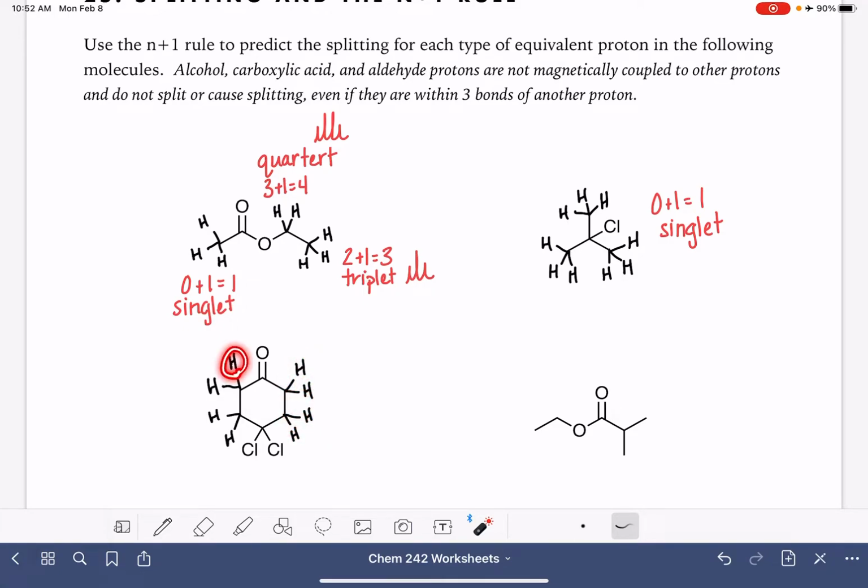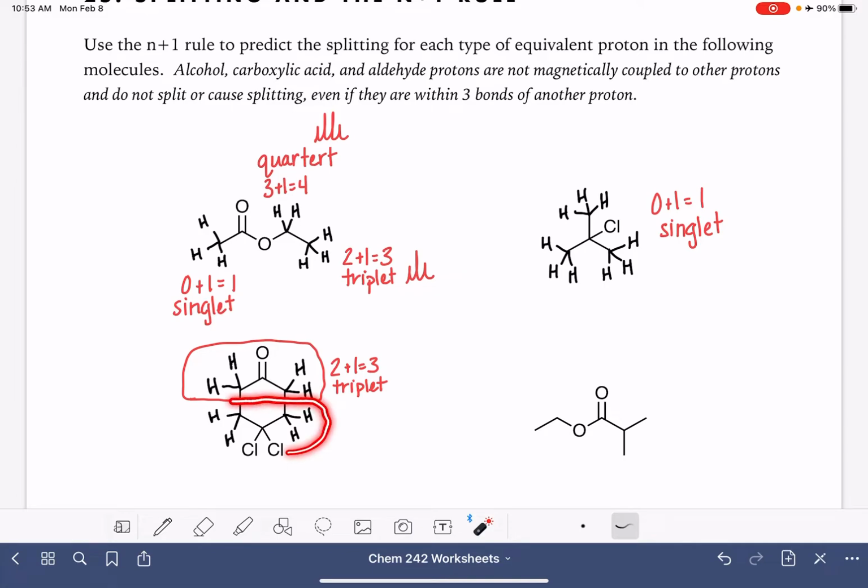What about these guys over here? They are also 1, 2, 3 bonds away from 2. Different set of 2, but nonetheless, for all 4 of these equivalent hydrogens, any one of these hydrogens is within 3 bonds of 2. So all of these guys, I'm just going to draw a circle around them. They are within 3 bonds of 2. 2 plus 1 is 3, so they are going to be a triplet. Now I understand that that's pretty tricky. You might have to think about that one a little bit.